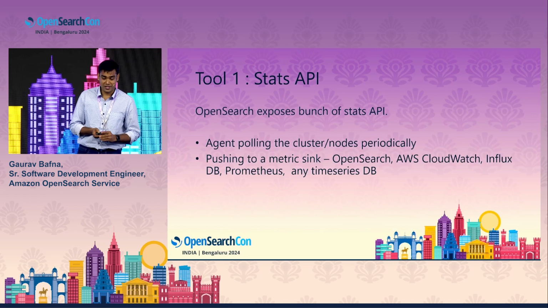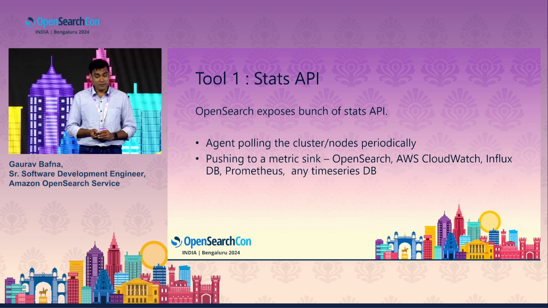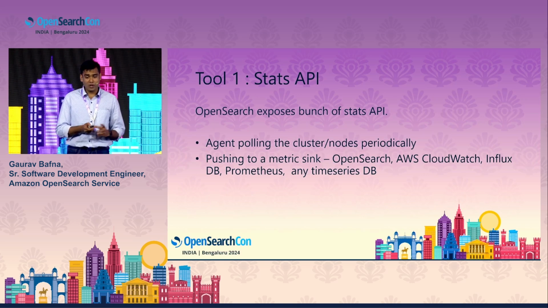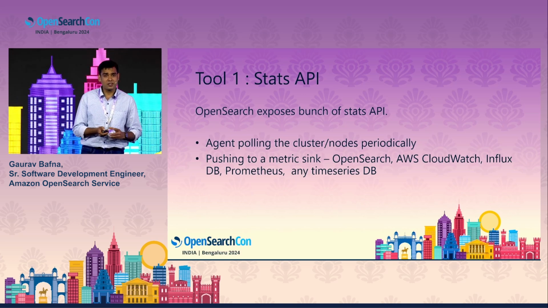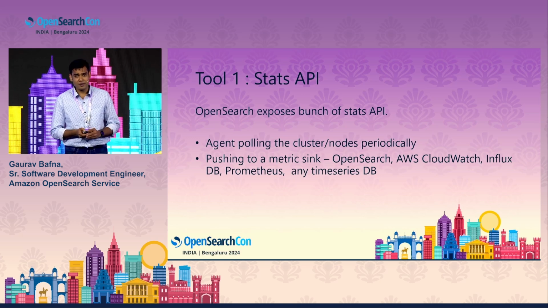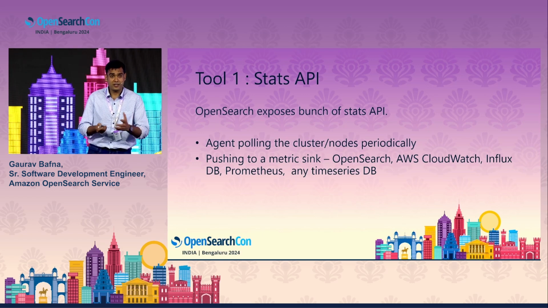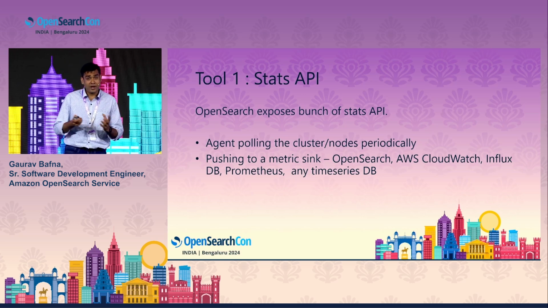Let me talk more about how we get these graphs, right? OpenSearch exposes a bunch of stats in the stats API. What we can do here is have agents polling the cluster or every node periodically. We can get these metrics and push them to a metric sink. It can be an OpenSearch cluster, AWS CloudWatch, InfluxDB, or any time series database which you'd like to configure. On this, you can set up alarms so that if anything goes wrong, you get alarmed immediately, right? And you should set up retention policies as well so that the data doesn't accumulate forever, maybe 7 days or 30 days, whatever you would like to see the performance till that point of time, right?